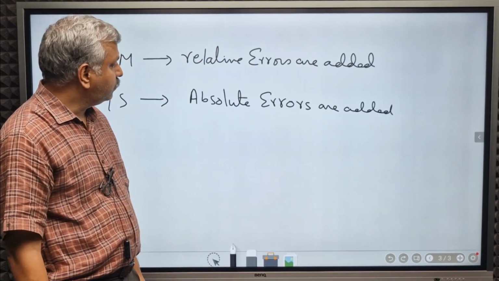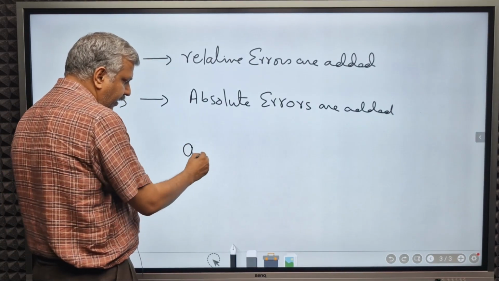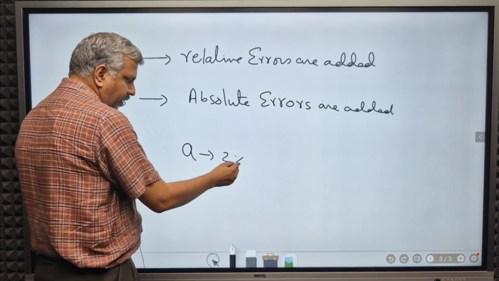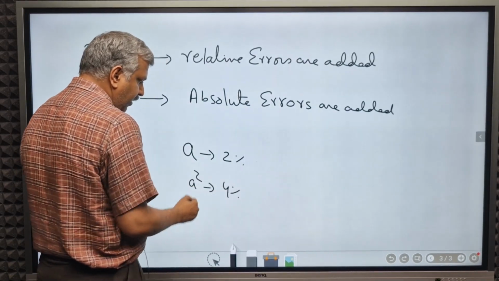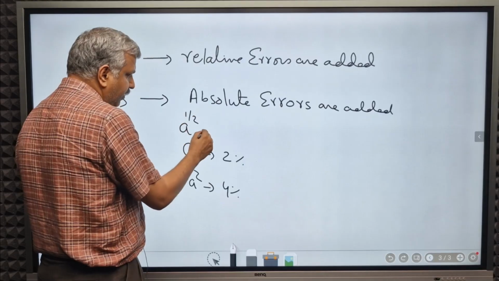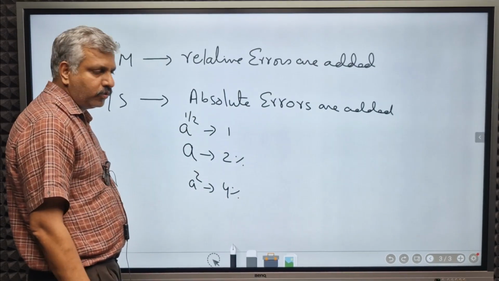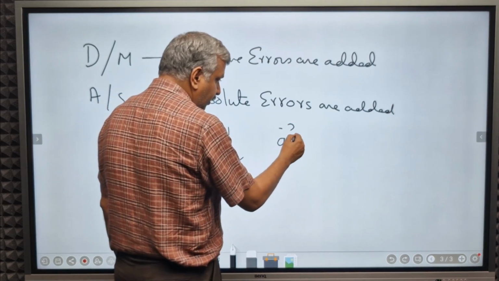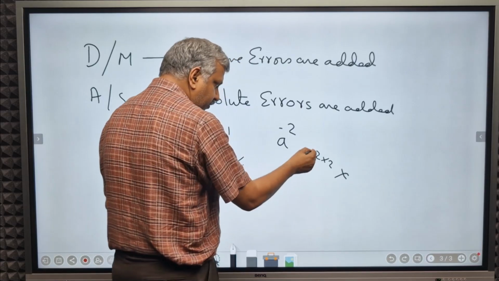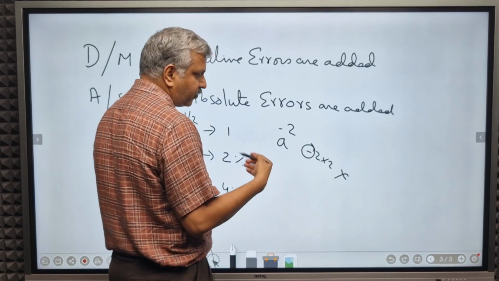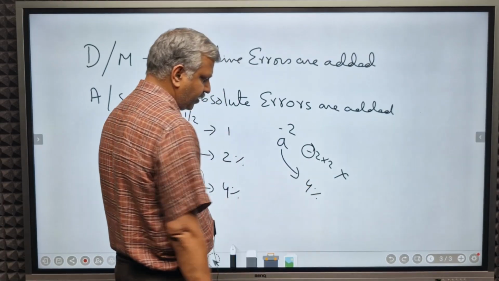Now suppose in measurement of a quantity A, the error is 2%. In measurement of A square, it will become 2 plus 2, that is 4%. In measurement of A power half, the error will become 2 by 2, it will become 1. I hope this aspect you know. Then in measuring A power minus 2, it won't become minus 2 into 2. Errors will never be negative. Errors will always be positive and they have to be added. So even in A power minus 2, the error is 4%.